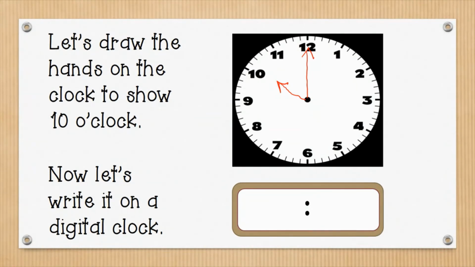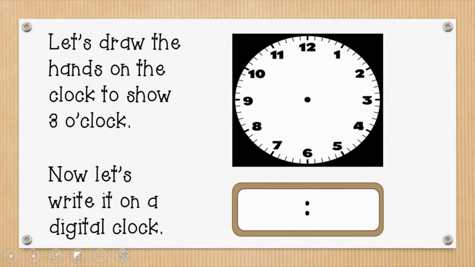Now, let's write it on a digital clock. My hours go on the left. Since my hours are 10, I'm going to write 10 to the left. My minutes are 0, so I'm going to write 0, 0 to show that it's 10 o'clock.